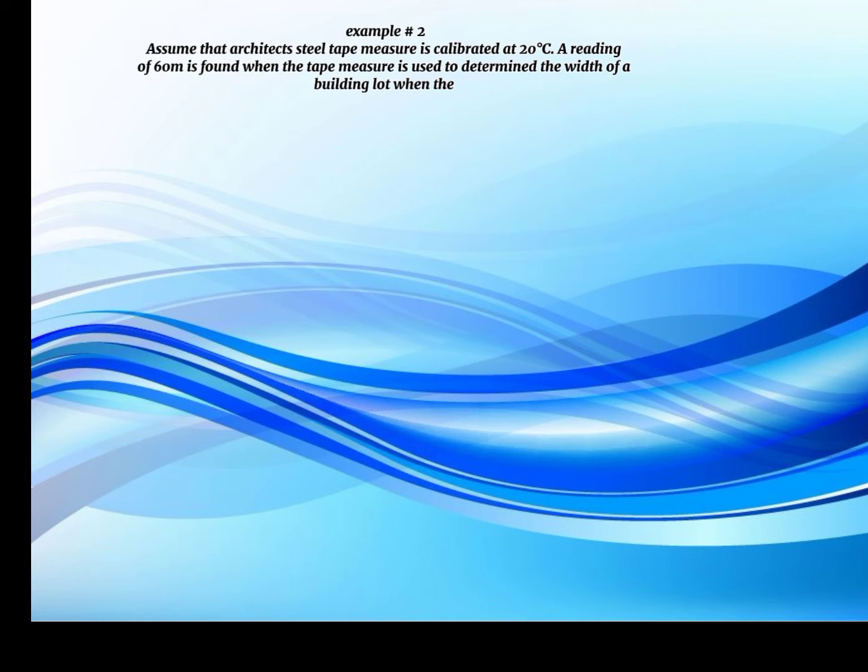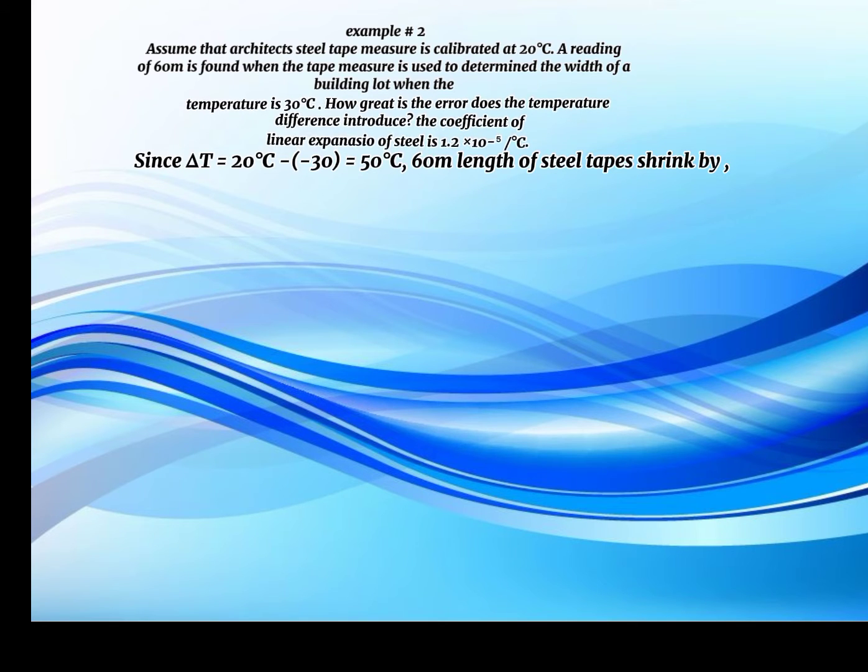Example number 2. Assume the architect's steel tape measure is calibrated at 20 Celsius. A reading of 60 meters is found when the tape measure is used to determine the width of the building lot when the temperature is 30 Celsius. How great is the error the temperature difference introduces? The coefficient of linear expansion of steel is 1.2 times 10 raised to the power of negative 5 per degrees Celsius.